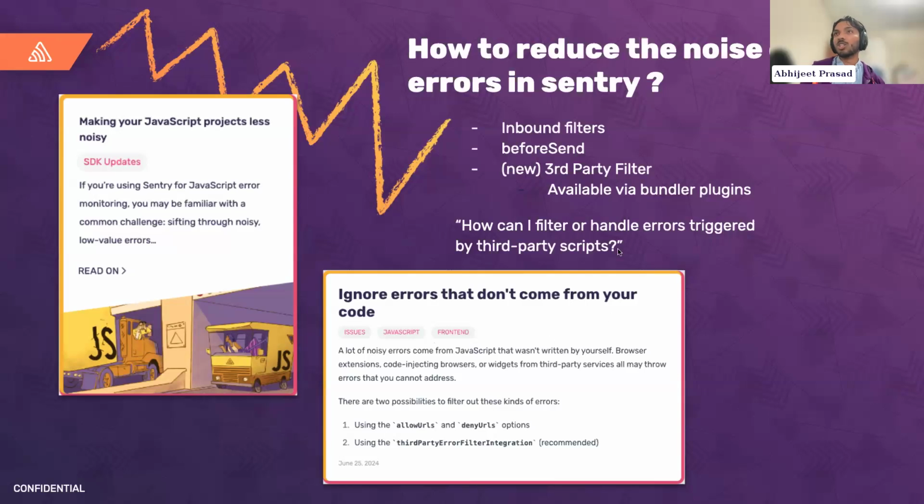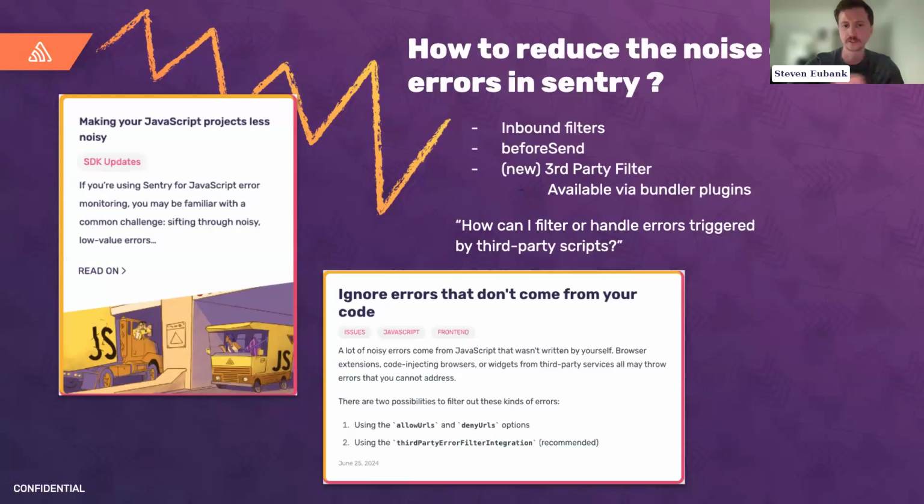And then there's also this new functionality via the bundler plugins that allows you to tell Sentry explicitly what code is written by you and what code is third party, which makes it very easy for us to then make decisions on what to keep or what to drop.